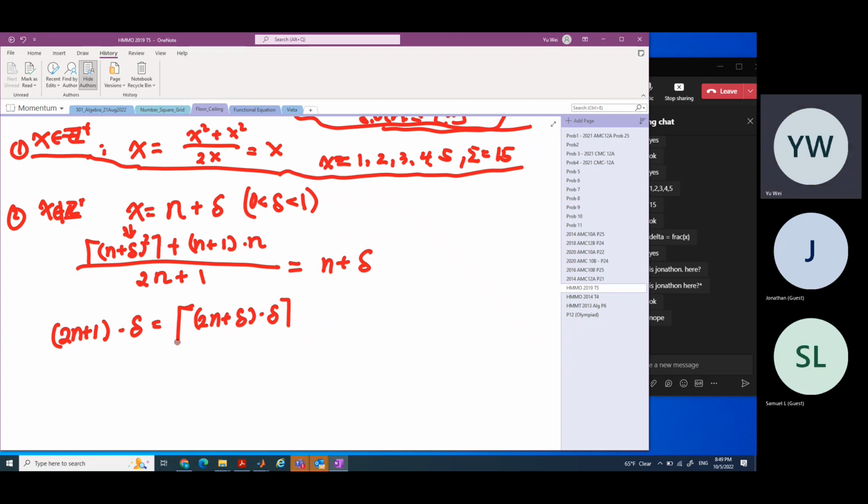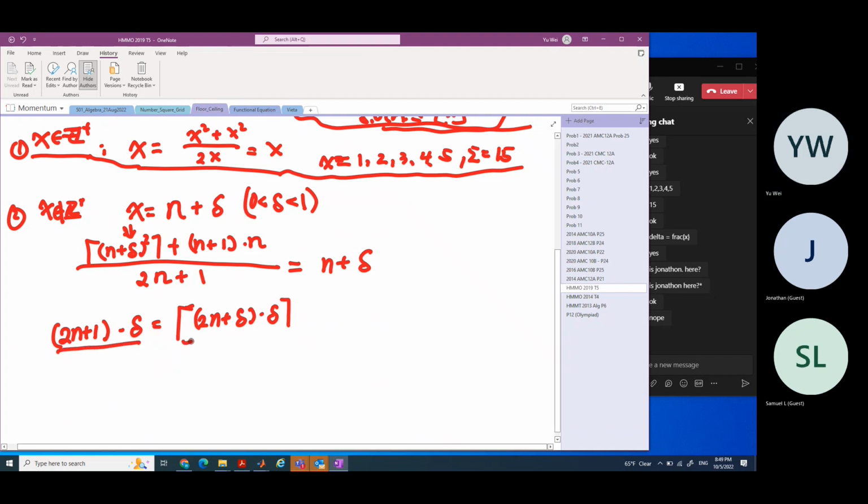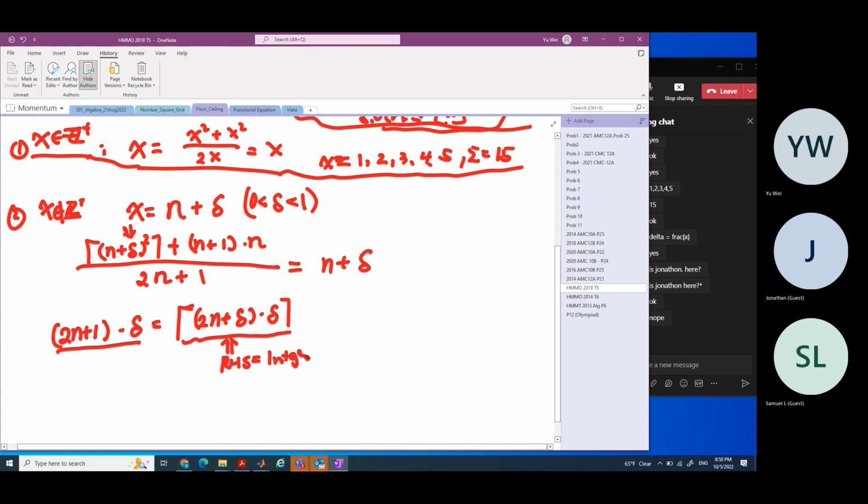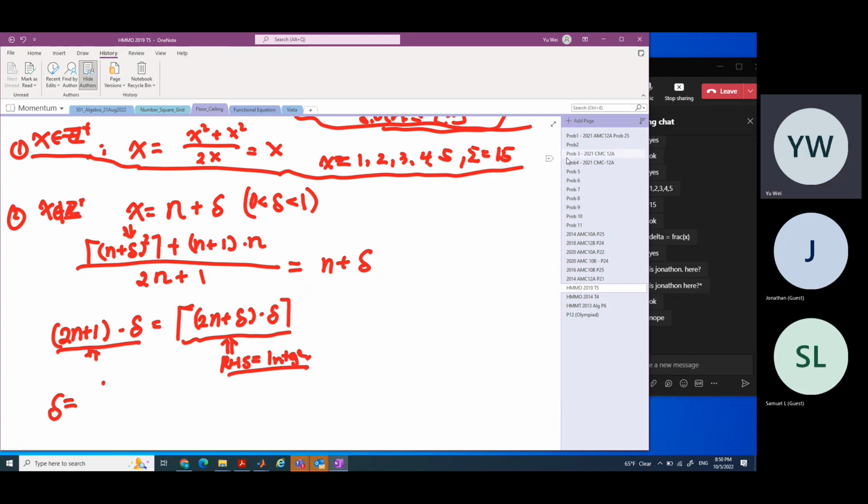Okay, so you guys can think, if this one equals this one, right? The right hand side is what? Is an integer, right? That means this part needs to be an integer. What kind of delta can it be? That's my question to you.